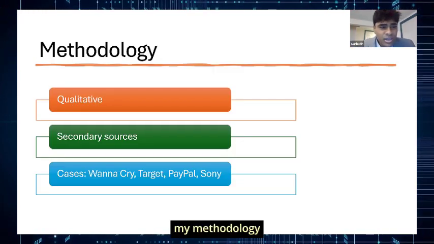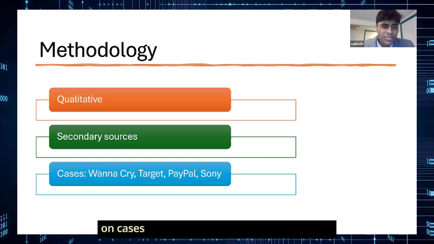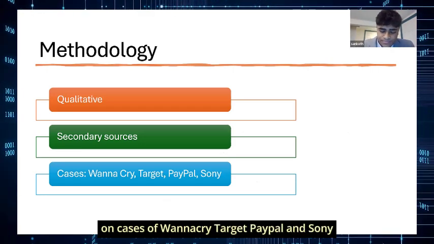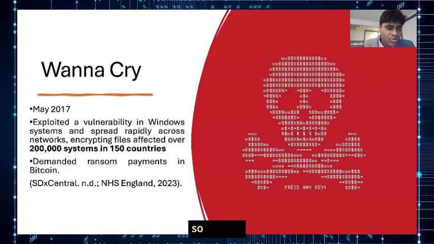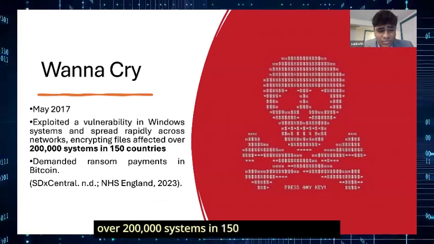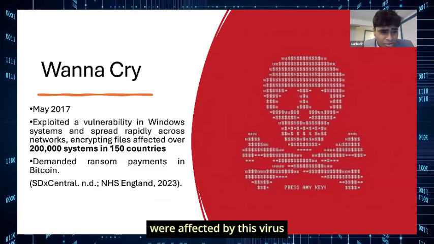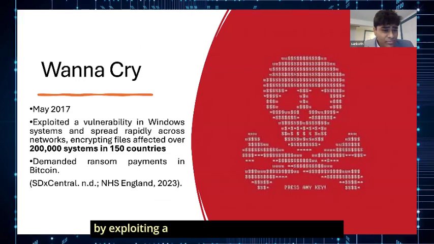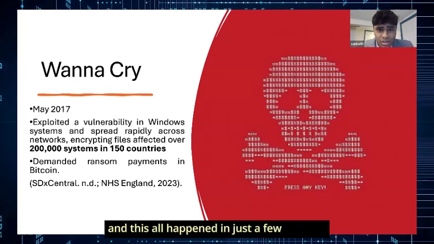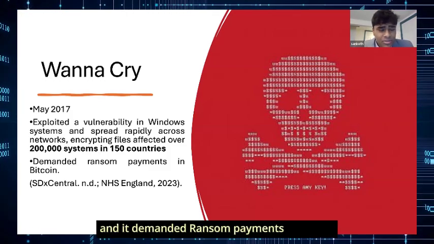My methodology: I gathered qualitative data from secondary sources on cases of WannaCry, Target, PayPal, and Sony. So in 2017, over 200,000 systems in 150 different countries were affected by this virus, which exploited a vulnerability in Windows systems. And this all happened in just a few minutes, which is kind of the main part of it. And it demanded ransom payments in Bitcoin.